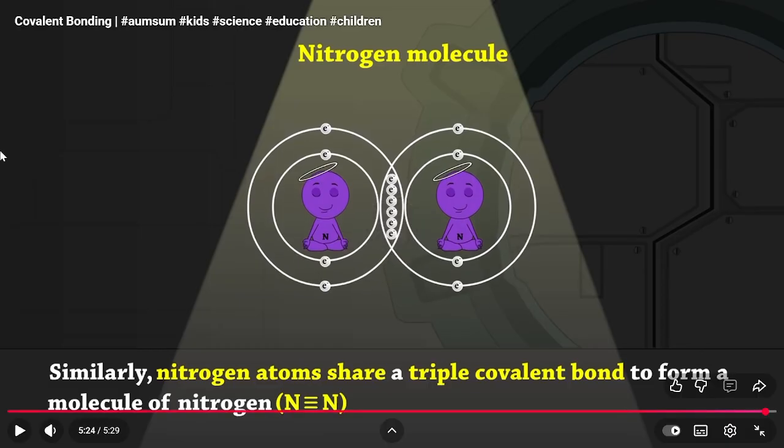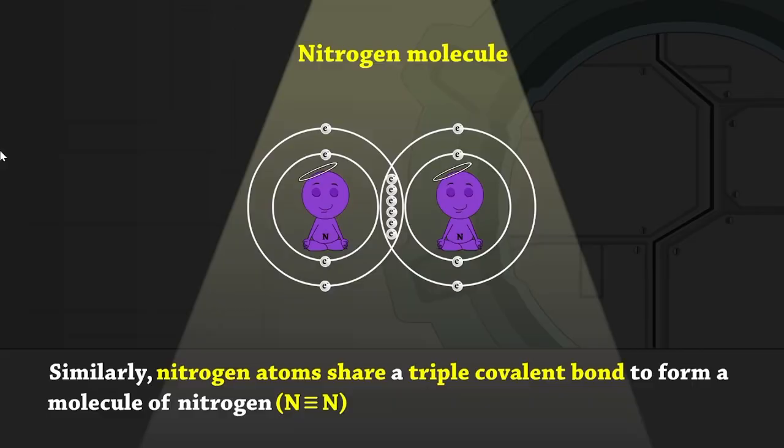How many electrons are in the middle here? 1, 2, 3, 4, 5, 6. How many pairs is that? 3 pairs. So this is not a single bond. It is not a double bond. It is a triple bond. How many lines do we use for that? We use 1, 2, 3 lines. That represents 3 pairs of electrons, 6 electrons in total.